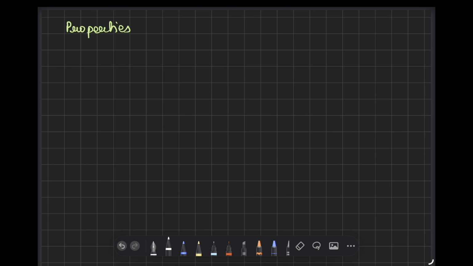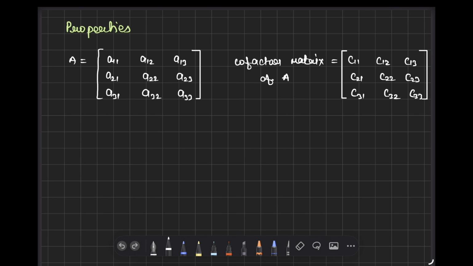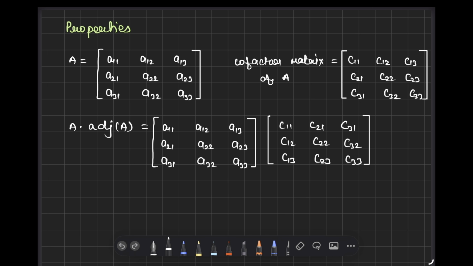So first, suppose that there is a matrix A. So we got our matrix. Now what we'll do, we will try to find out the cofactor of matrix A. This is your cofactor matrix. Now suppose that we are interested in finding the value of A times adjoint of A. First, try to understand what is adjoint of A. Adjoint of matrix A is the transpose of the cofactor matrix. So first you will find out the cofactor matrix and then you will take the transpose. Transpose means converting rows into columns. So this is the thing.